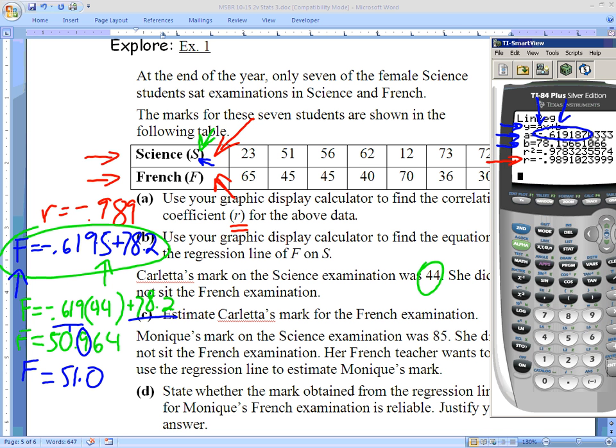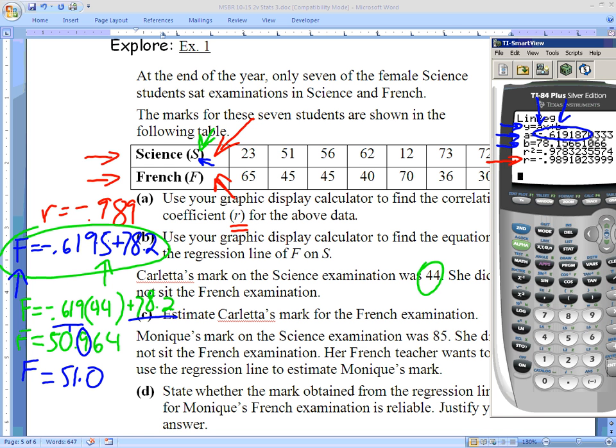Okay, then we go on to part D. Monique's mark on the science exam was 85. She did not sit for the French examination either. Her French teacher wants to use the regression line to estimate Monique's mark. For part D, they're not actually asking us to do the math. It says state whether the mark obtained from the regression line for Monique's French examination is reliable. Justify your answer, meaning explain your answer using words.